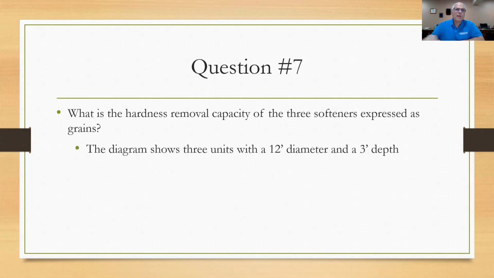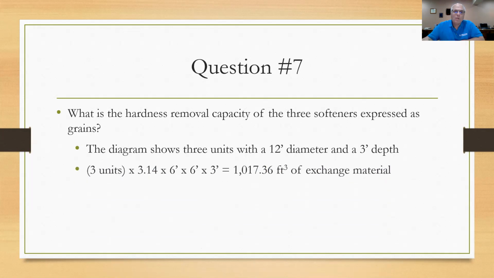Here's what I did. I looked at the diagram and I showed that there are 3 units, and each of them are 12 feet in diameter and a 3-foot depth. So if I have 3 units and I multiply them by pi times the radius squared times the 3-foot depth, I come up with a total amount of exchange material equal to 1,017.36 cubic feet of material.